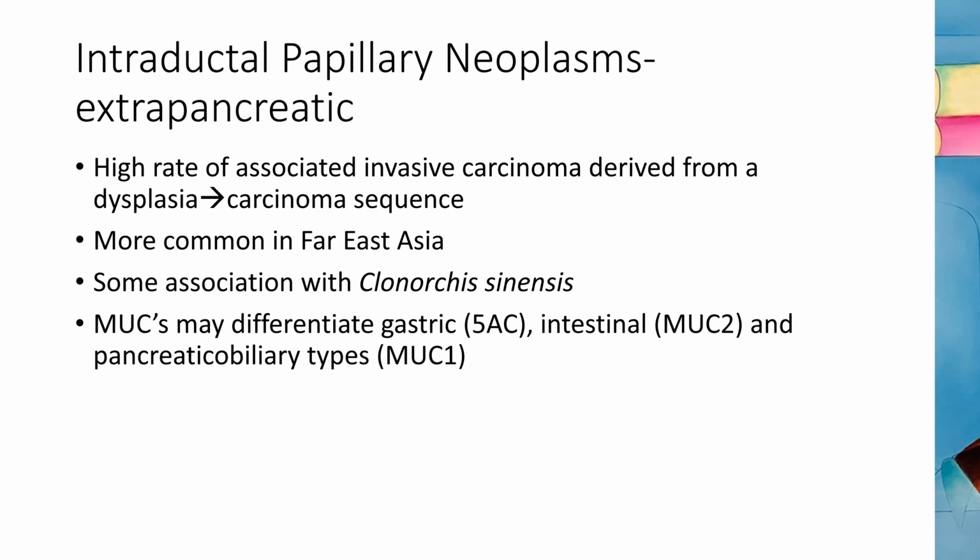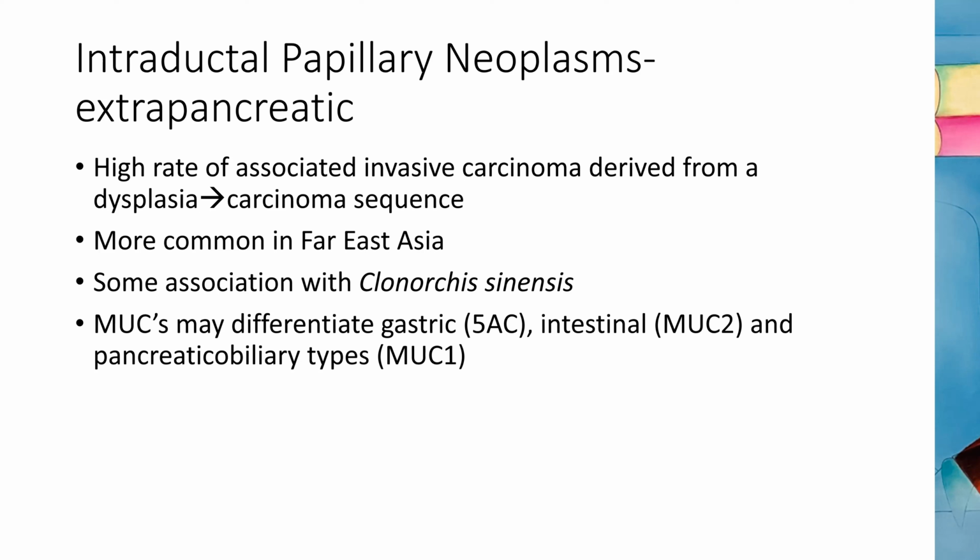spread. In terms of differentiating those different histotypes that we mentioned earlier, and there may be some value in that due to the fact that certainly the pattern of invasion and the particular subtype may be more prone to invasive disease. You can use the MUC immunohistochemistries to differentiate the gastric, which will be positive with 5AC, from the intestinal and pancreaticobiliary types, which would be MUC2 or MUC1, respectively. We did not feel that was necessary in our case.